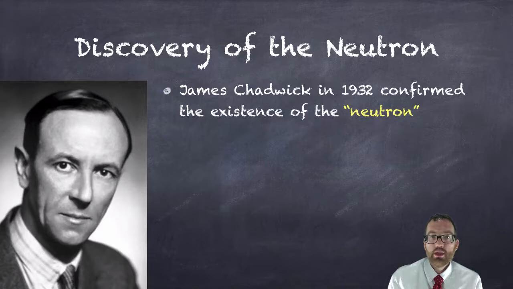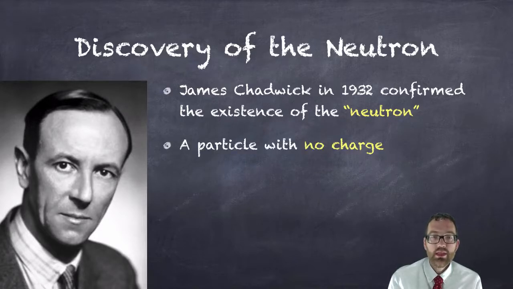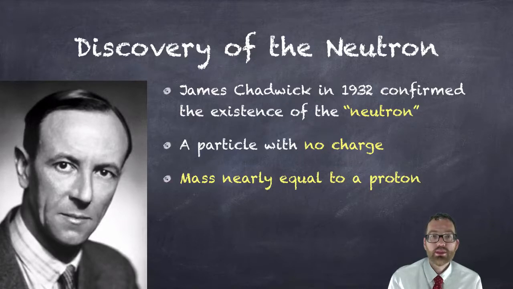And James Chadwick in 1932 confirmed the existence of a neutron with a very complicated experiment I don't have time to explain in this video, but you can look it up if you're interested. And he determined that the particle had no charge and the mass was nearly equal to that of a proton.